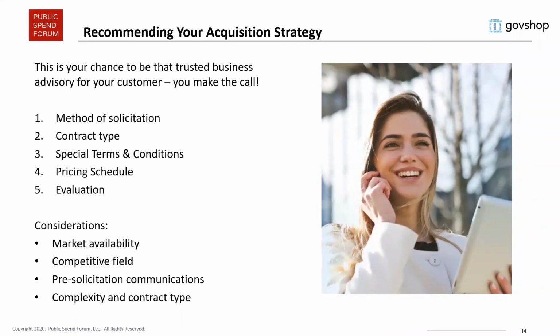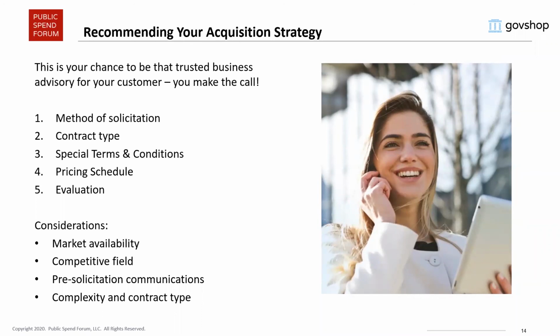What's the contract type you're going to be recommending? Cost, fixed price, time and materials, or labor hour. You have to think about that, and your research is going to inform the choice that you make. By the way, if you're buying commercial items, you're not going to be able to do cost contracting.